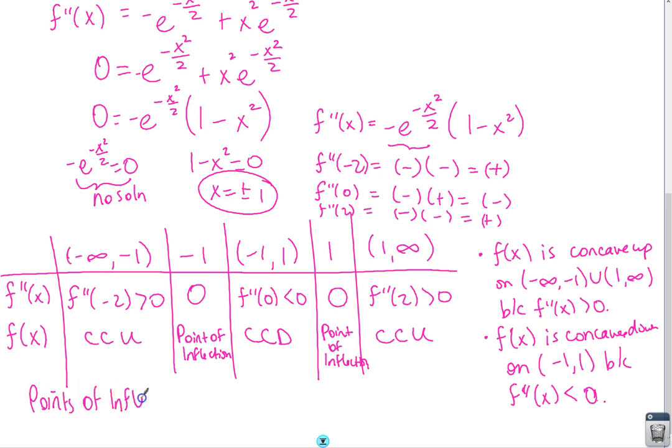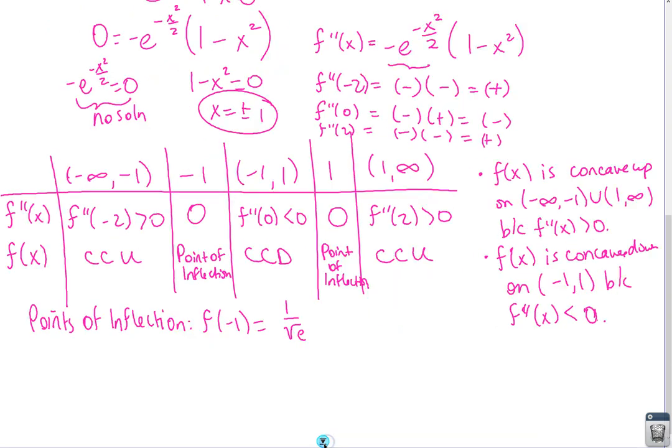To find the points of inflection for your function, you're already on the right start here. You already know what x values. How do you determine the y values? We just plug them in. So f of -1 is going to be 1 over root e. f of +1 is going to be 1 over root e as well.